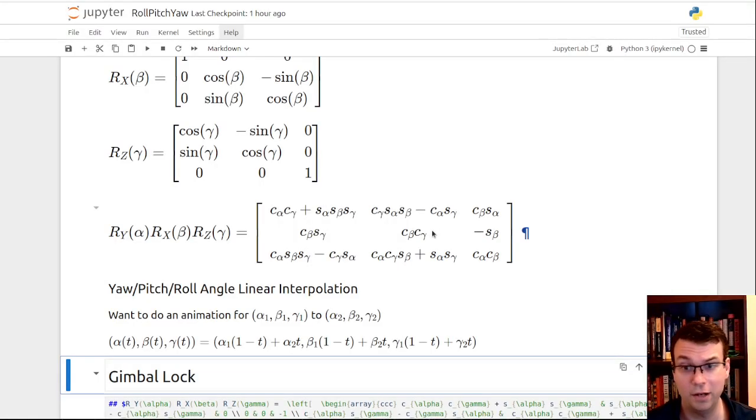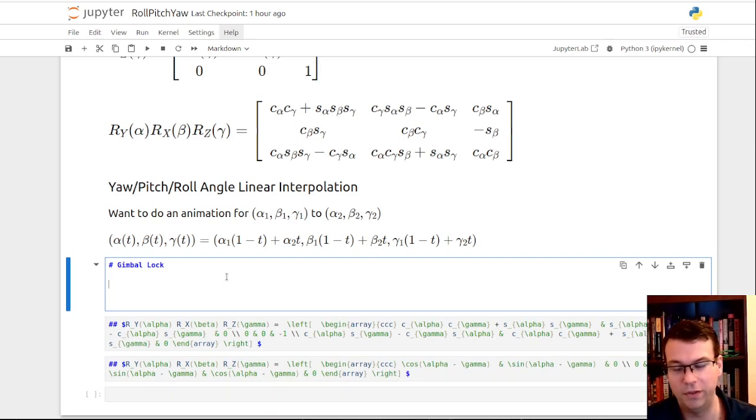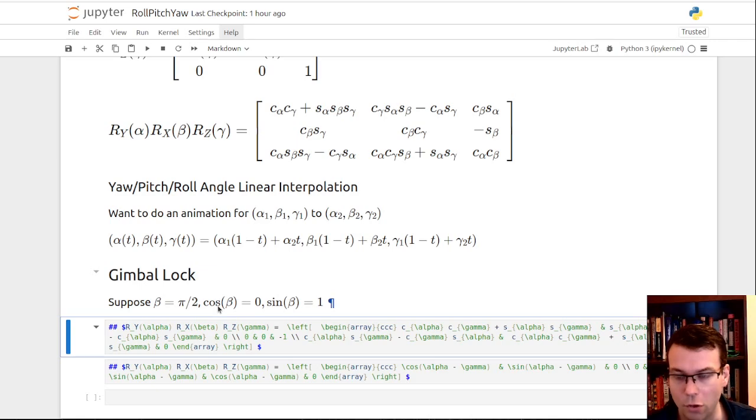So to show you why, I do actually want to go back to this super messy matrix for a second. And notice, what's happening at gimbal lock? Again, let's just look at 90 degrees for now. So let's suppose beta is equal to, we'll say, pi over 2. So that's 90 degrees. Well, in that case, sorry, cosine of beta is 0, and sine of beta is 1. Cosine of 90 degrees is 0, sine of 90 degrees is 1.